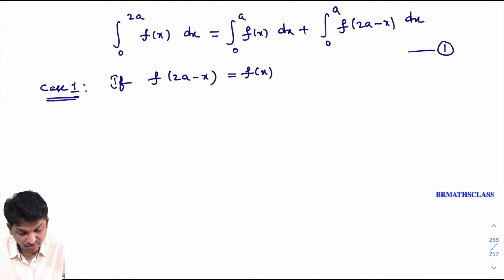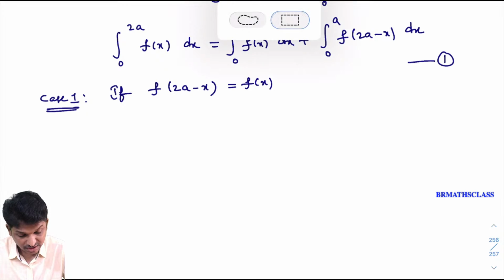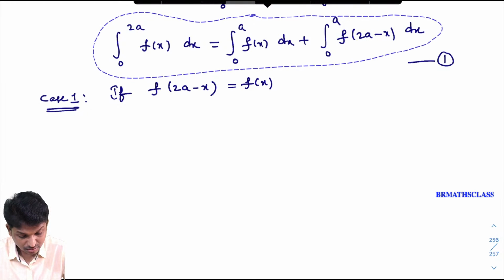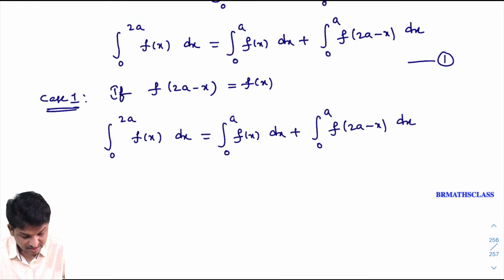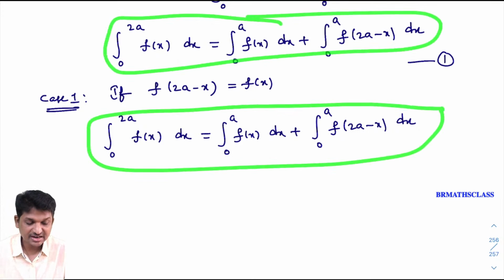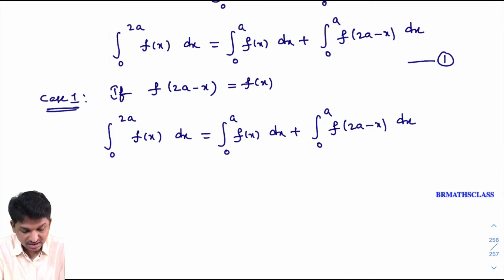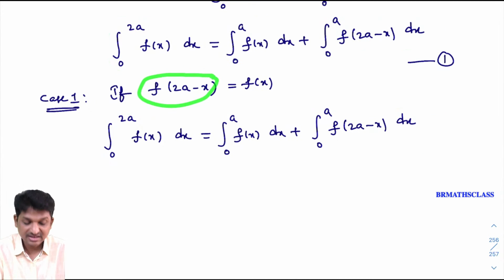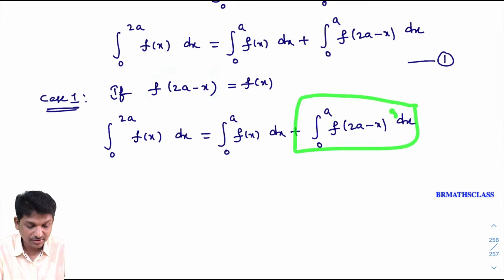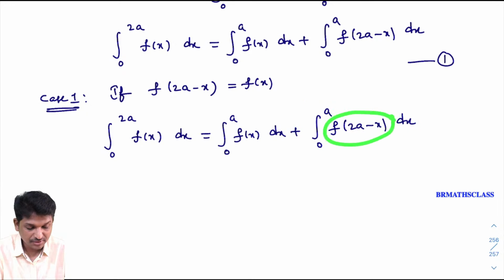So here this equation 1 is there, that you take, copy and paste here. This is the result we got. Look here, this is the result we got. Same thing I have written here. Now this case is f of 2a minus x is same as f of x. So in this result, f of 2a minus x is there. In place of f of 2a minus x, I can write f of x because this is that case.